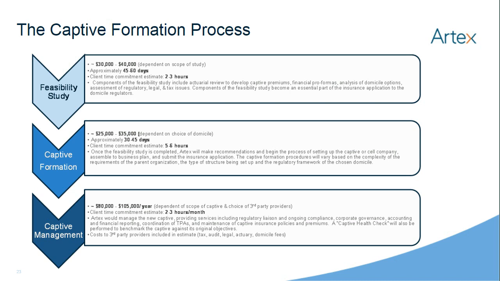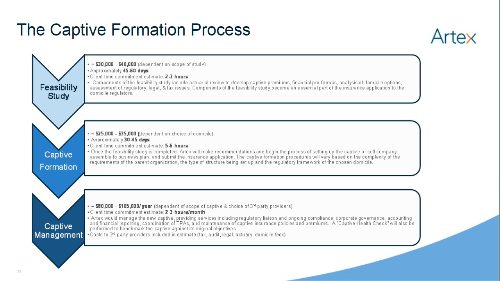Usually takes about 30 to 45 days. Most domiciles would prefer to have at least 30 days to consider an application before approval. And the rest of the time is really document gathering in terms of background information about the company, compliance information for Patriot Act compliance and anti-money laundering compliance and all of that regulatory stuff. But roughly 30 to 45 days, can be a little bit longer, again, depending on domicile.